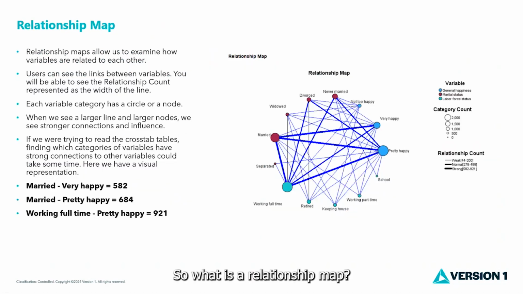So what is a relationship map? Well, it's going to allow us to examine how variables are related to each other. We'll be able to see the links between variables. So you can see the relationship count represented as the width of the line. Each variable category will have a circle or a node, and we're looking for a larger line or larger nodes. When we see this, we'll see stronger connections and influence. Now, again, if we were trying to read the crosstab tables, finding which of the categories of variables have strong connection to other categories of variables could take some time. But here we just have the visual representation.